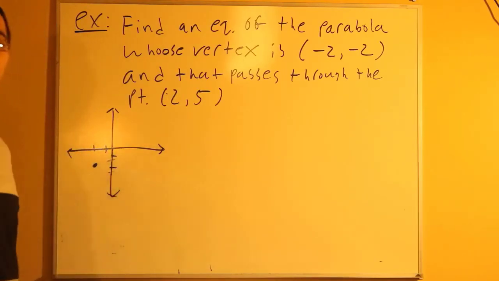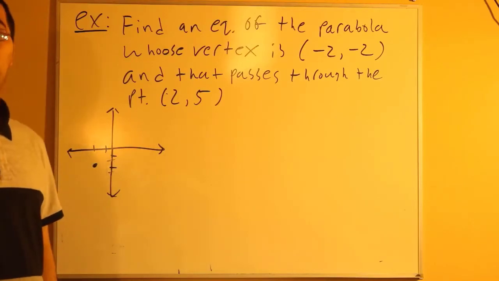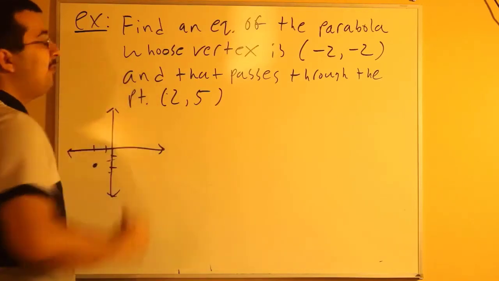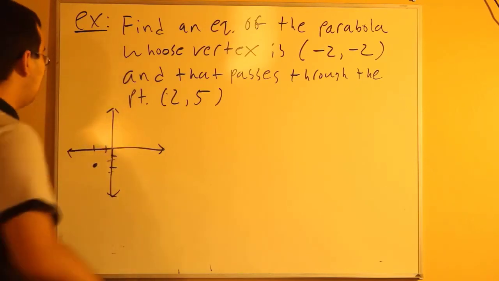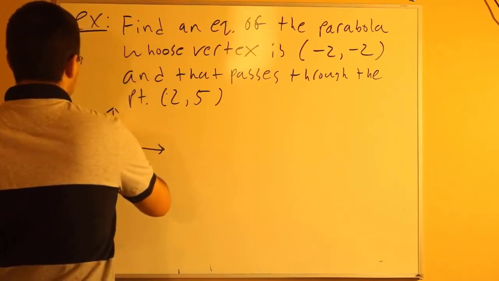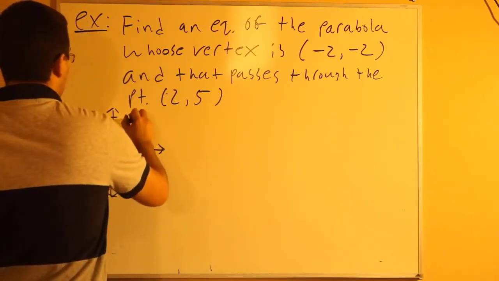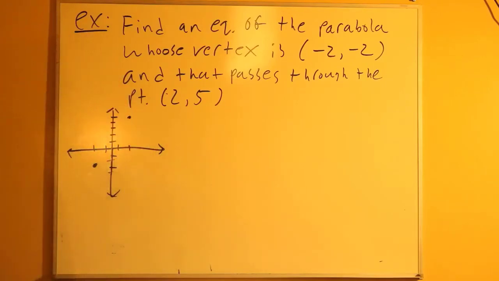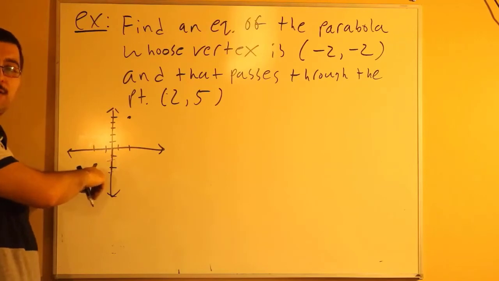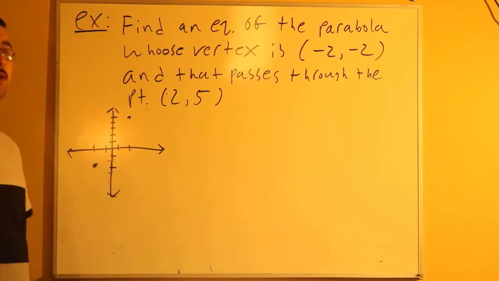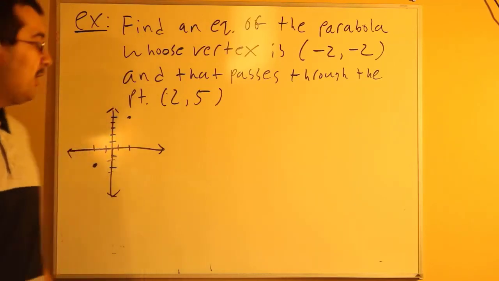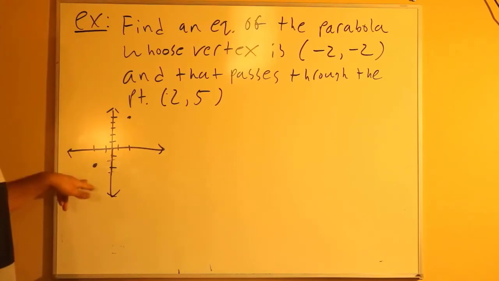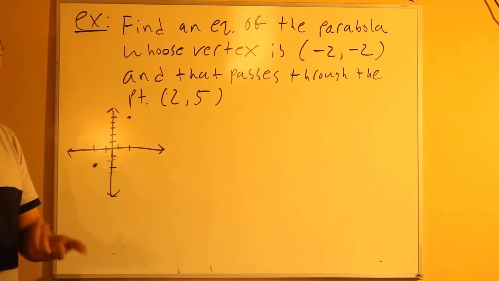I understand -2, -2 is going to have to be the vertex, all right? And (2, 5) is a point that lies on the parabola. So what does this let us know then? Well, I know that the vertex is the point where the behavior changes. So it's either the minimum or the maximum, right? There will be no points either below this or above this, depending on whether it opens up.